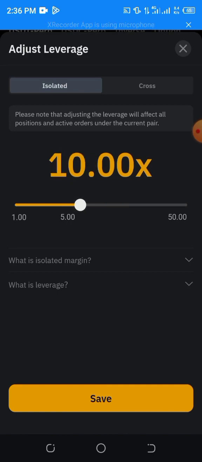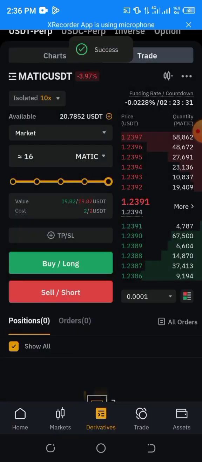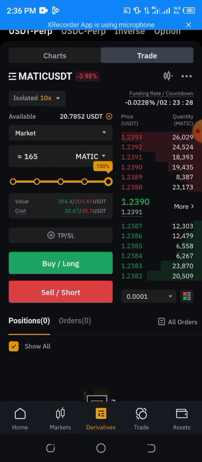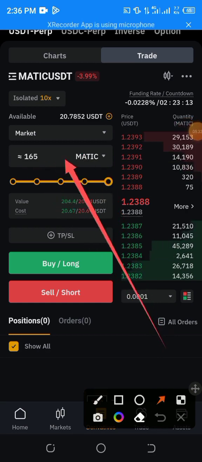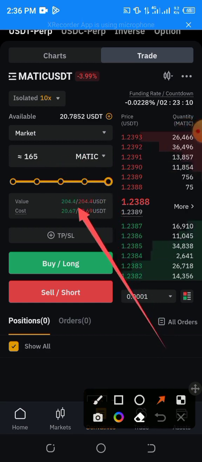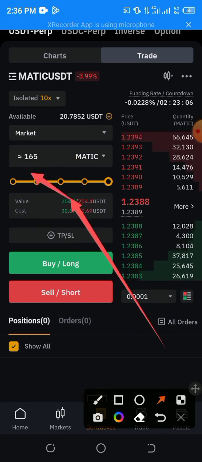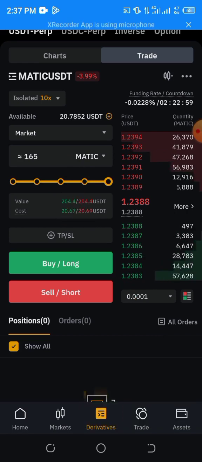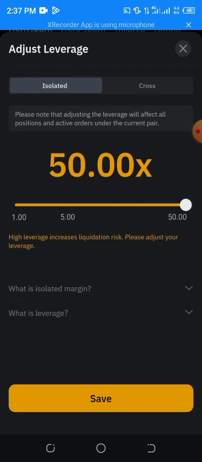10x. Like I said, it gives you an advantage to buy or sell more positions. This is how much I'm buying. Before it was just 16, now I'm buying 116 Matic at 204. Let me use this so we can understand better. At 1x, I could buy just 16 Matic at approximately $20. But here now you can see I have 100. I'm buying more still with the same $20, and I have a value worth $204. So I'll be making more profit with more leverage, and also be losing more with more leverage.